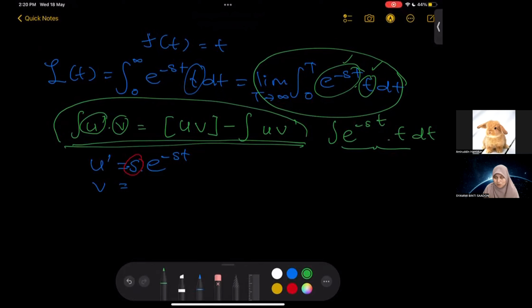Okay, so how to choose wisely is by latihan lah, banyak buat training, banyak buat example, exercise, lama-lama kita jadi biasalah tahu mana satu nak pilih as u prime, mana satu as v. Kalau kita belum biasa ni, kita kena teka-teka je lah. Okay, so untuk saya akan choose u prime this part.